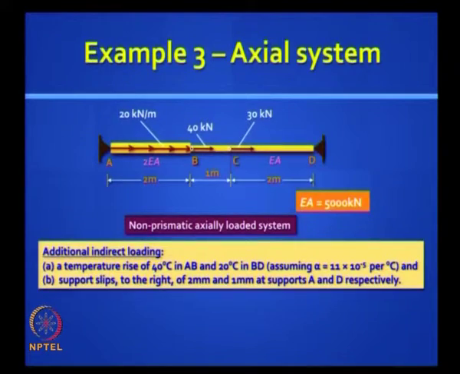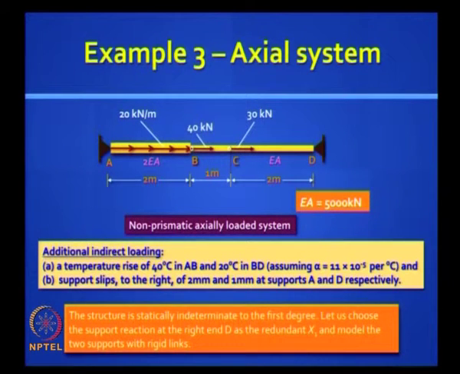So we have done this problem earlier. Now we will do both loading simultaneously. You have a direct action, you have all those distributed loads acting, plus we have additional loading. Remember we did these two cases separately earlier, now we are doing it 2 in 1.